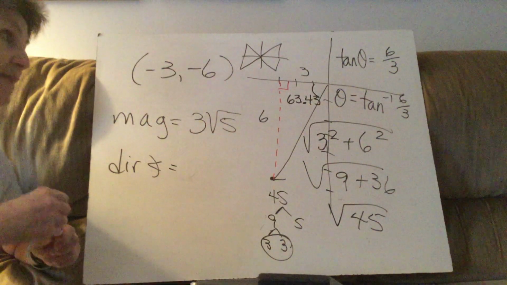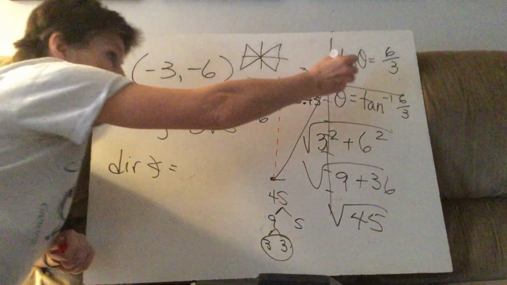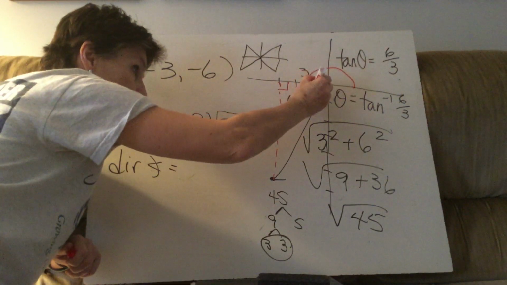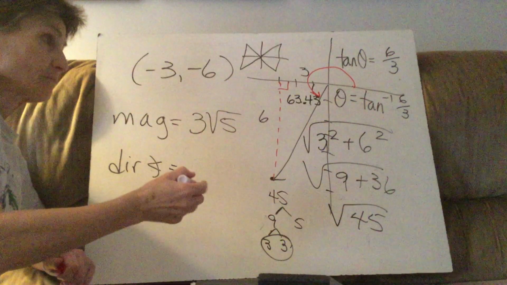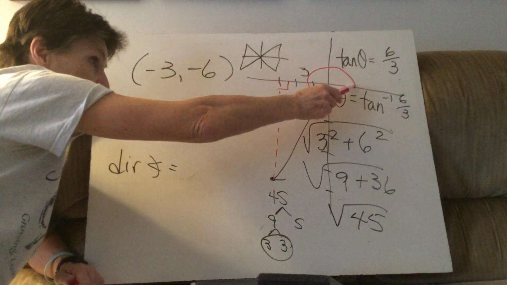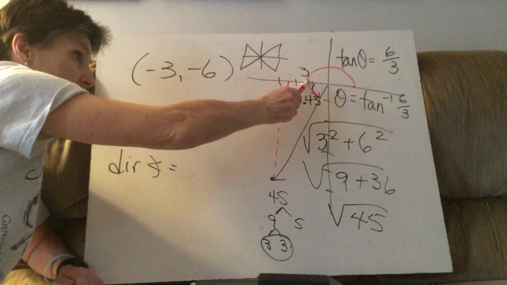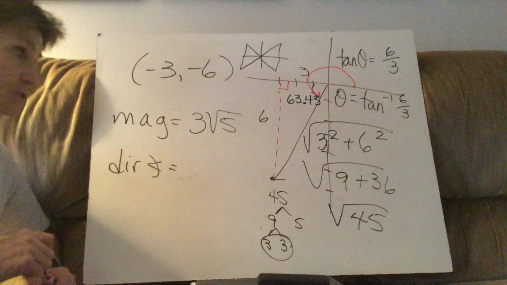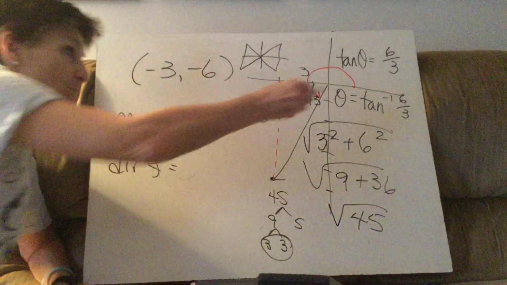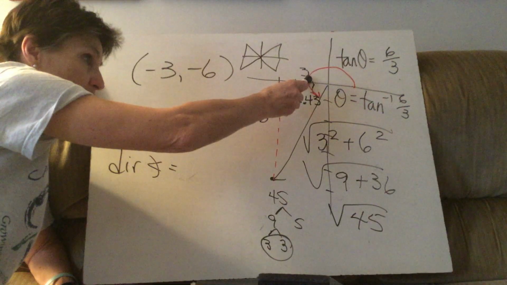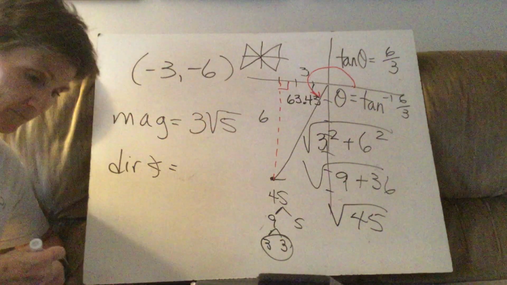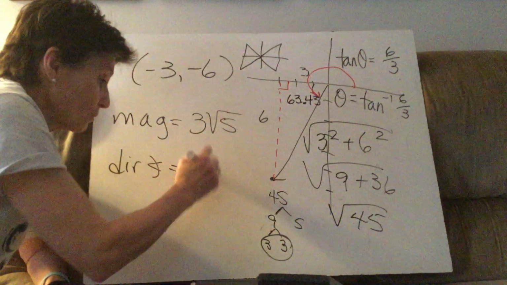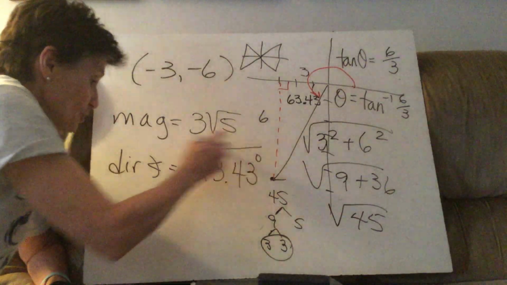Now, that is not your direction angle, because your direction angle has to start here, guys, and go all the way around to here. So just think about that for a minute. You started here, you came all the way to here, which is 180, and then you went 63 more. So this time, to get our direction angle, we're going to take 180 plus 63.43. So 243.43 is your direction angle.